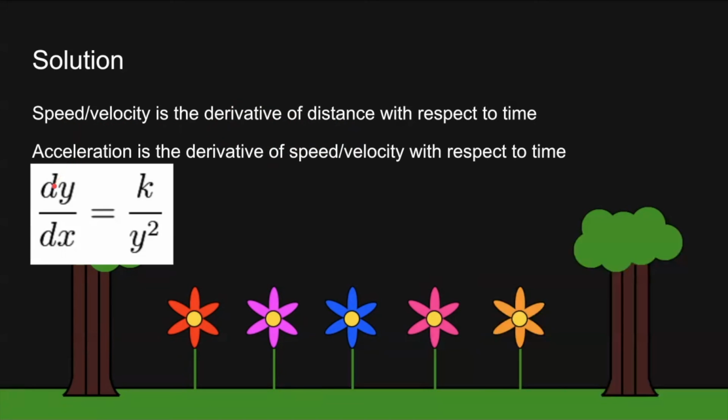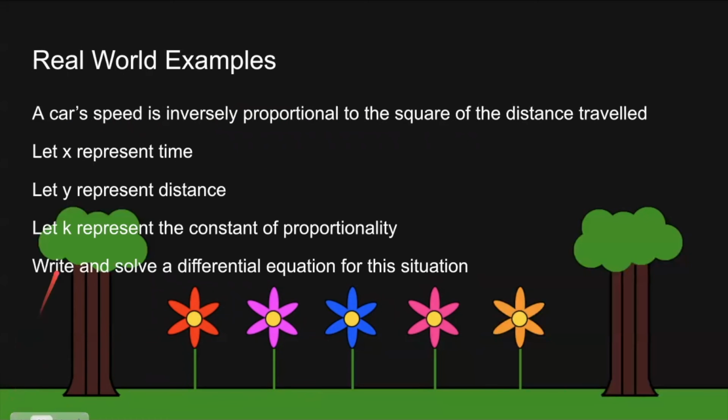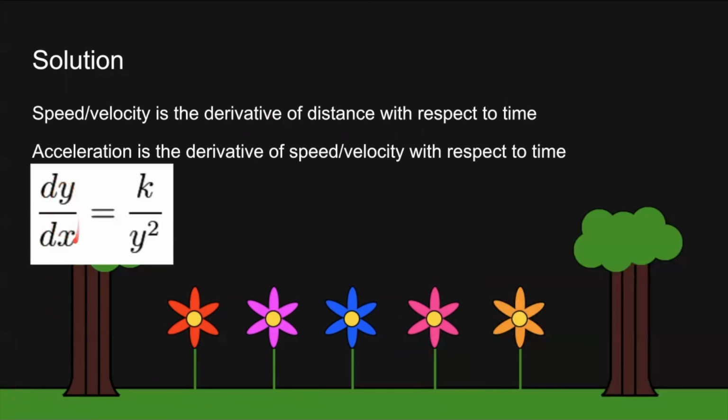So anyway, we're told that the speed, which is just the derivative of distance with respect to time, is inversely proportional to the distance squared. So that means that it's just equal to the constant of proportionality over y squared. So this right over here is our differential equation.